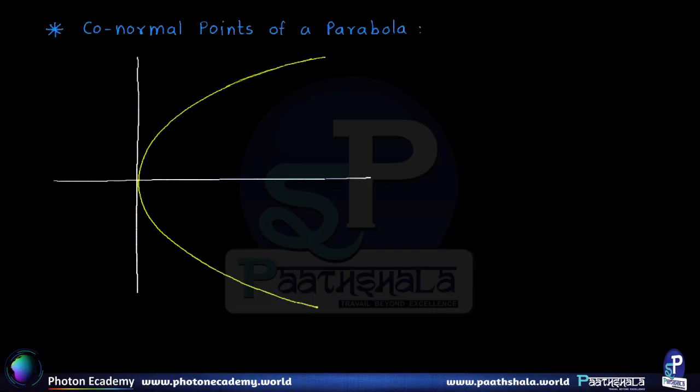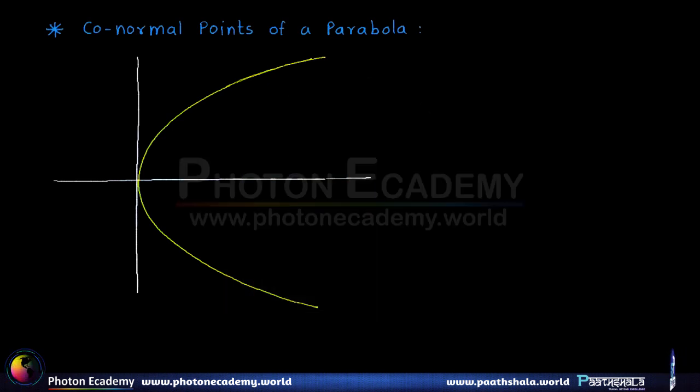Now let us consider what are called co-normal points of a parabola. For this, let us consider some point, say h comma k, which is given to us, and a standard parabola. Let the equation of the parabola be y square is equal to 4ax, and some point h comma k is given to us, not necessarily on the parabola. It can be anywhere.